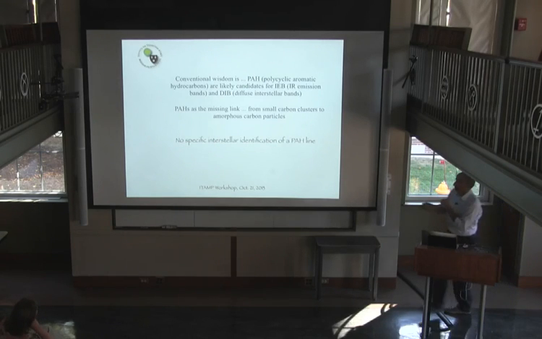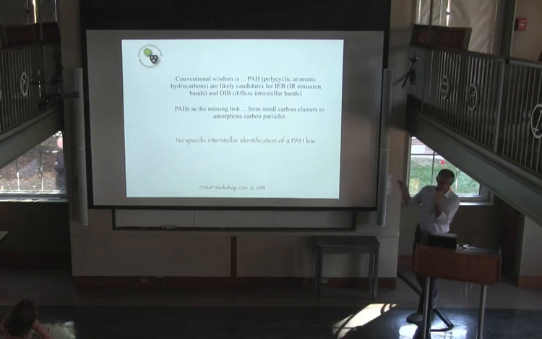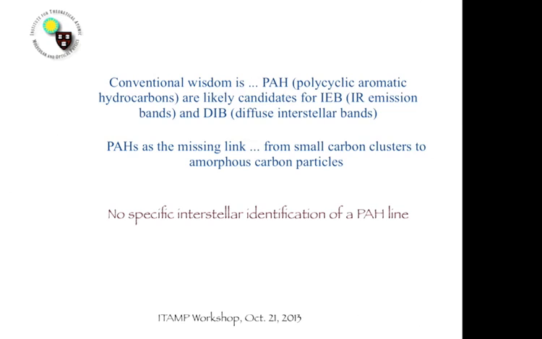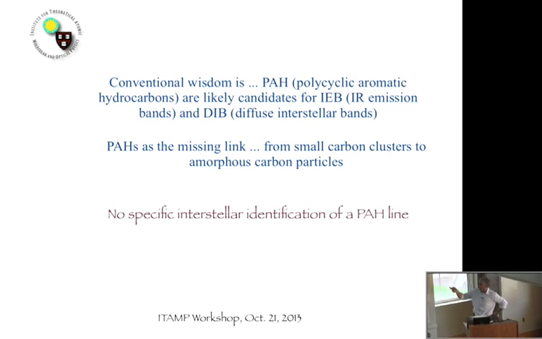Now, as we have learned from this morning's talks, and as I'm sure you've known already, the conventional wisdom is that PAHs are likely candidates for infrared emission bands and diffuse interstellar bands. But there is the so-called missing link, which will connect the small carbon structures to the large carbon particles. But I think I'm correct in this statement, right? That no specific interstellar identification of a PAH line has been made.